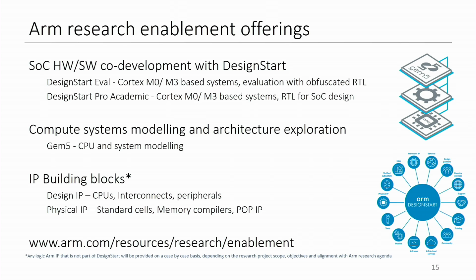We're also starting to put a lot of effort into Gen 5 as a system tool. This allows us to provide things like CPU models. And if you're working on CPU modeling and system modeling and things like that, I recommend you check this out. And finally, if you're developing chips and research, we can also provide IP building blocks. So design IP, like CPUs, interconnects, peripherals, that kind of thing. And physical IP as well, of course. So if you're doing some work in that area, please do get in touch with the research enablement guys, and they'll try and get you what you need.